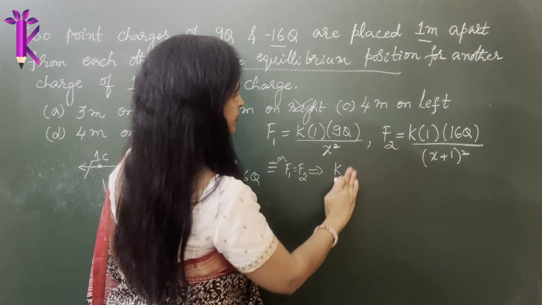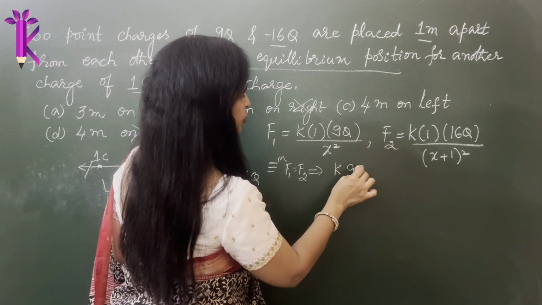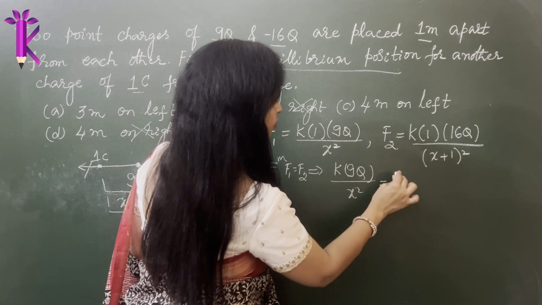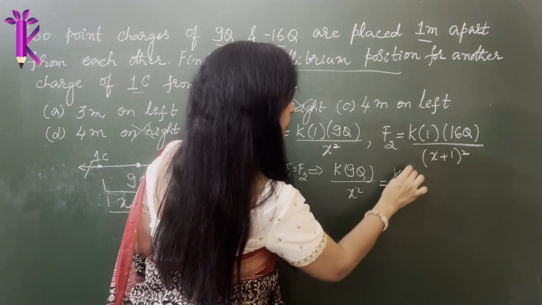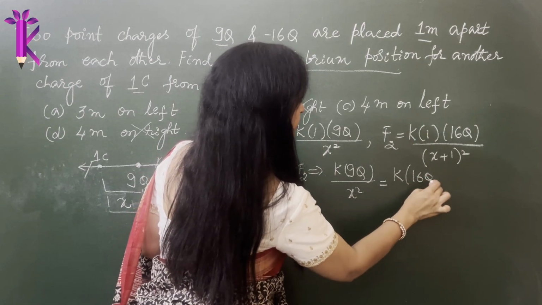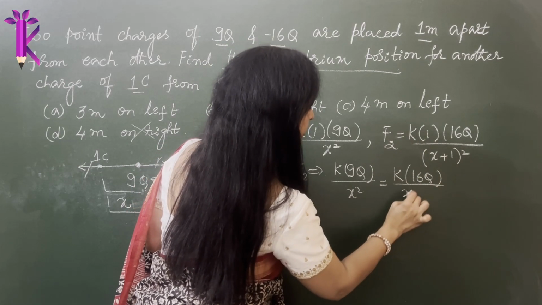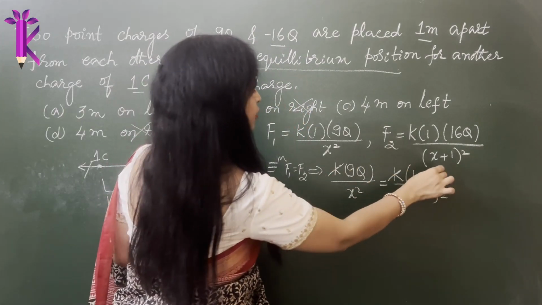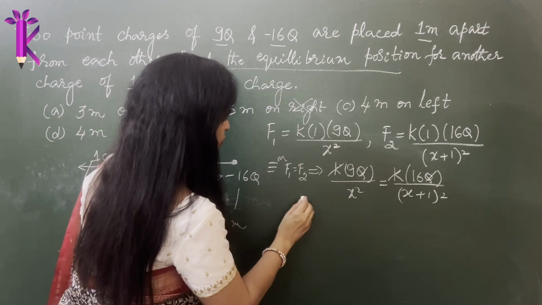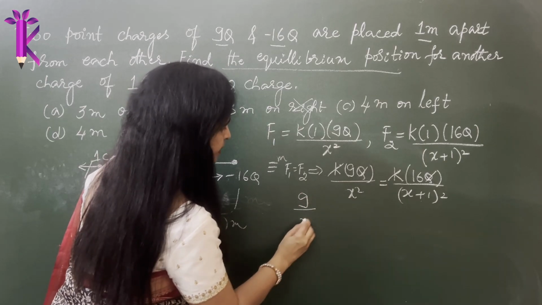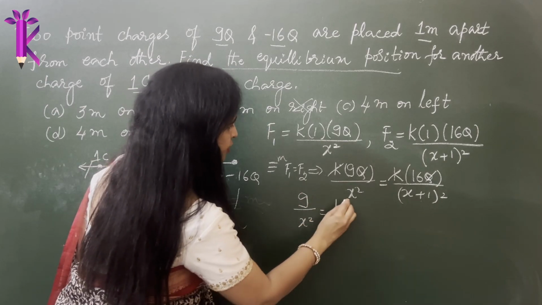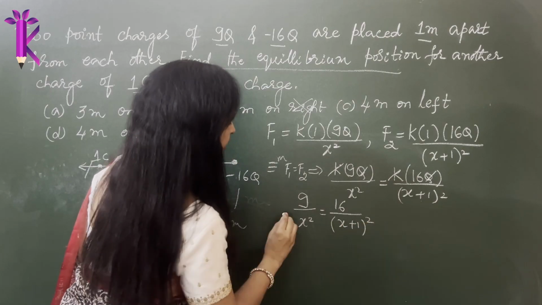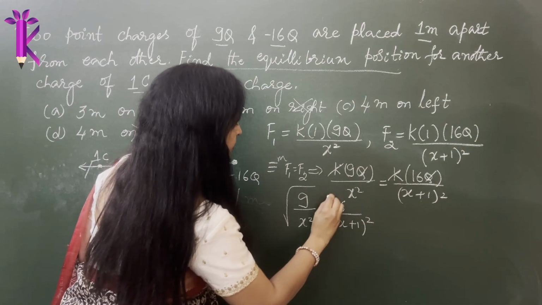K into 1, nothing but 1. So K into 9Q whole divided by x square whole is equal to K into 1 is 1. So it is K 16Q whole divided by x plus 1 whole square. So K, Q, Q gets cancelled. What do you have? You have 9 divided by x square is equal to 16 divided by x plus 1 the whole square. Let's take the square root of it, right?